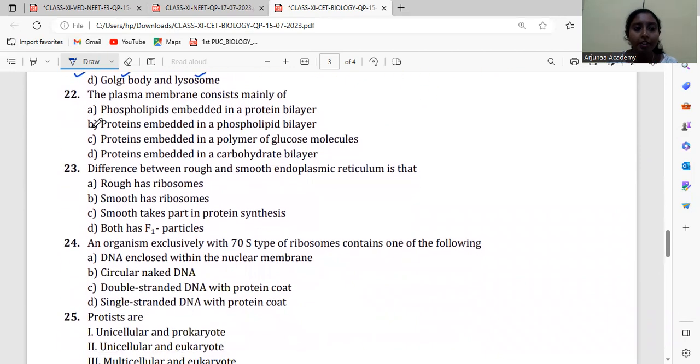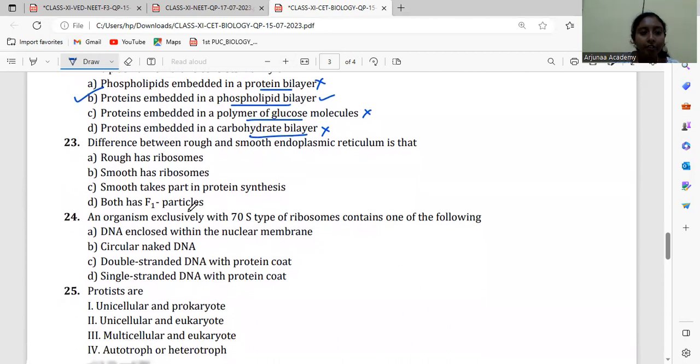22nd. The plasma membrane consists mainly of. So we know they have this fluid mosaic model. They have this lipid bilayer, phospholipid bilayer, and in between them proteins are embedded. Right. So out of the given options, first one, protein bilayer, is wrong. Phospholipid bilayer, and then glucose, polymer of glucose molecules, it doesn't have that. Then carbohydrate bilayer, no. So the answer is option B.